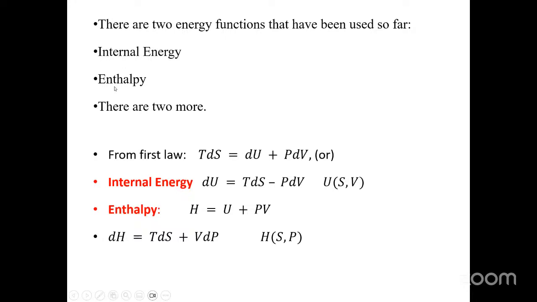These are the internal energy and enthalpy, and there are two more for the first law. TdS is equal to dU plus PdV. What is the first law of thermodynamics? Anybody? If you have opened your textbooks. Heat into work, ma'am. Yeah, heat into work, right? So the internal energy equation is dU equal to TdS minus PdV. U is a function of S and V. What is S here?